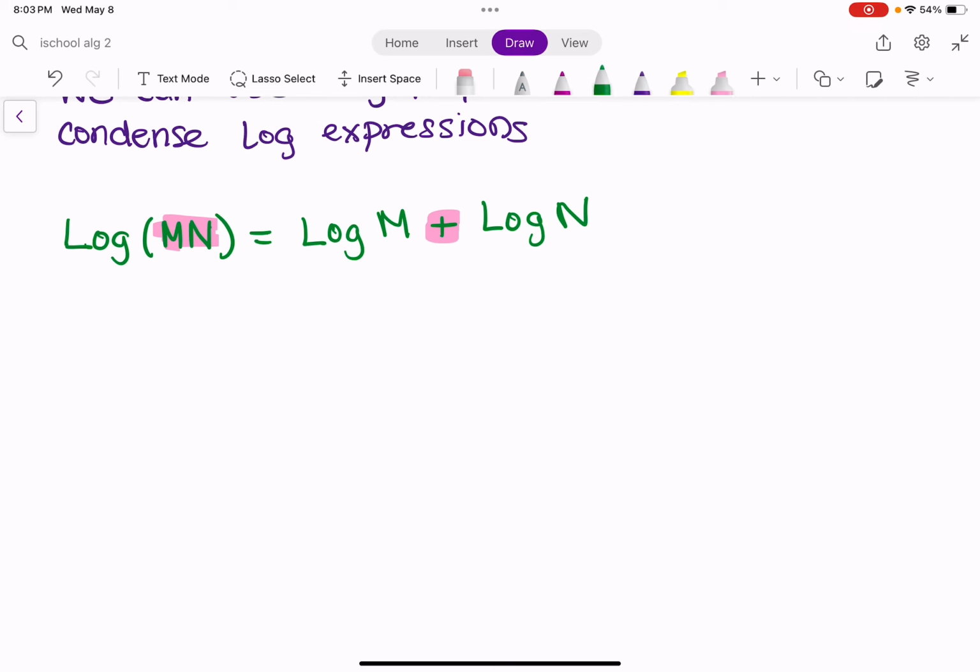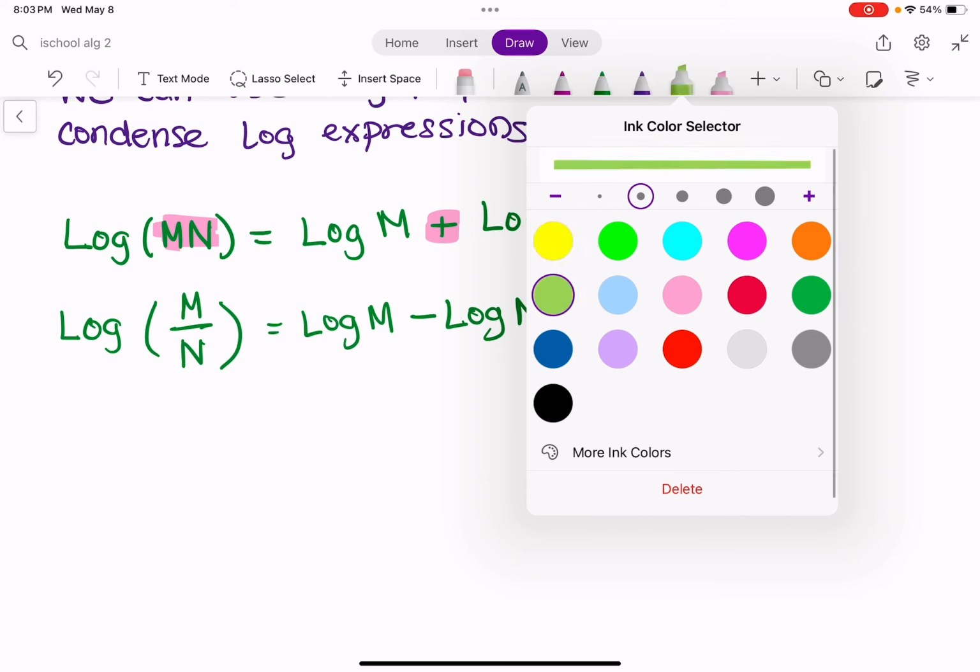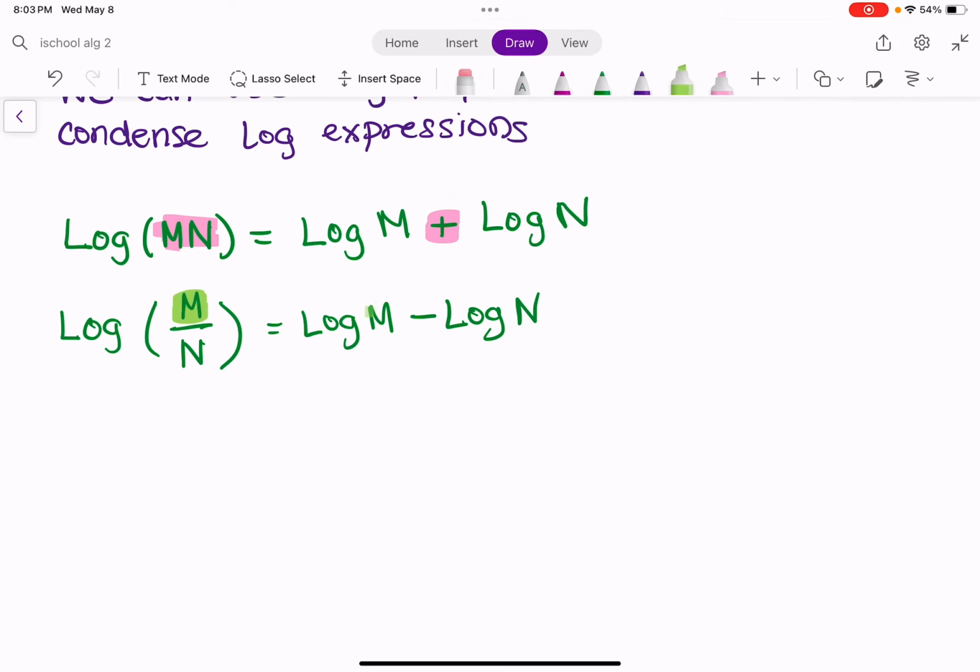Okay, now the next one is the opposite. If we have log of m over n, so now they're being divided, instead of it being addition, it's going to be log m minus log n. And notice specifically that m is at the top and it goes first, and then n is at the bottom, it goes second. Okay, so when it's division, it's subtraction.